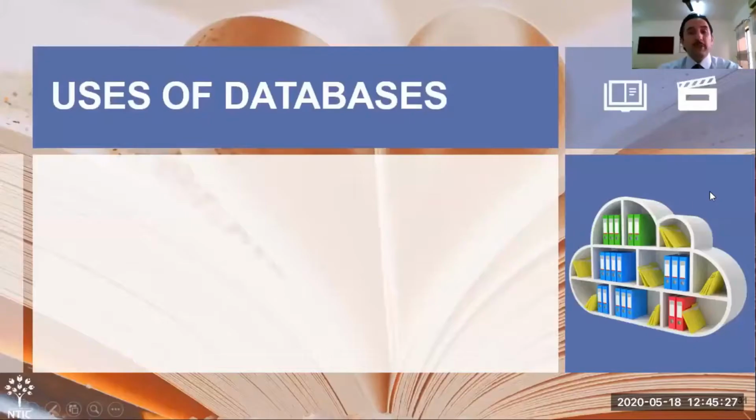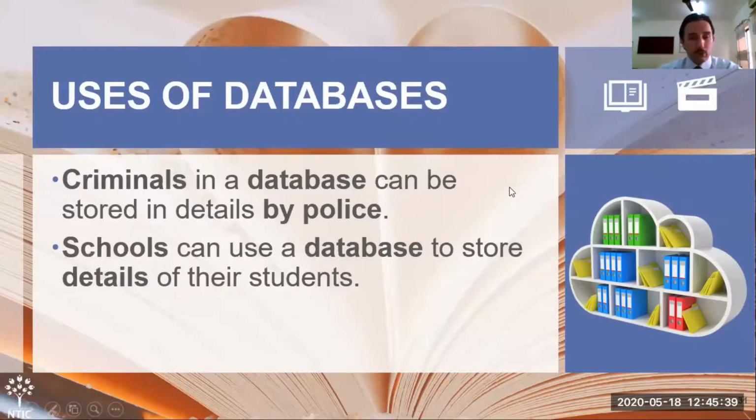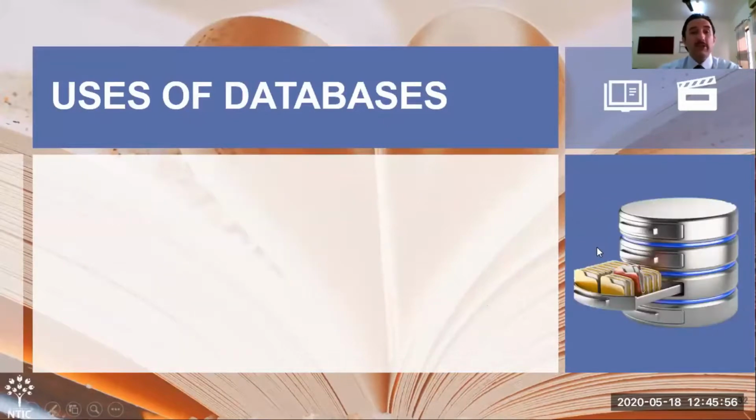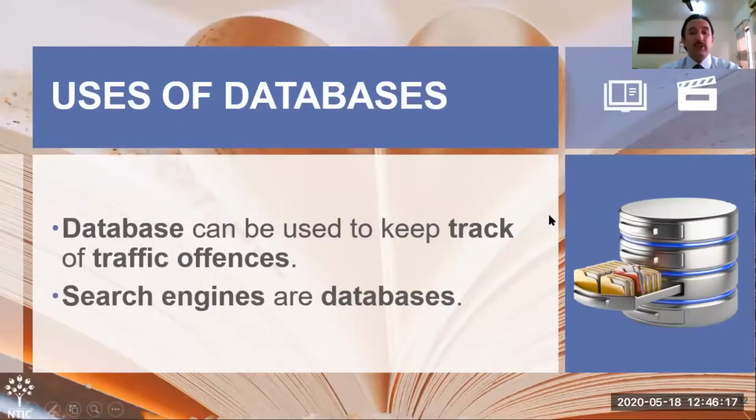Okay, uses of databases, which areas are we using them in? The police use criminal databases for information. In schools, we use databases for the details of students and parents. Hospitals use databases to store information about patients. A database can be used to keep track of traffic offenses. For example, if there is any mistake with the traffic lights or some accident, they can report it and record it. Search engines are also databases, like Google and Yahoo, and, as you remember, DuckDuckGo, for example.